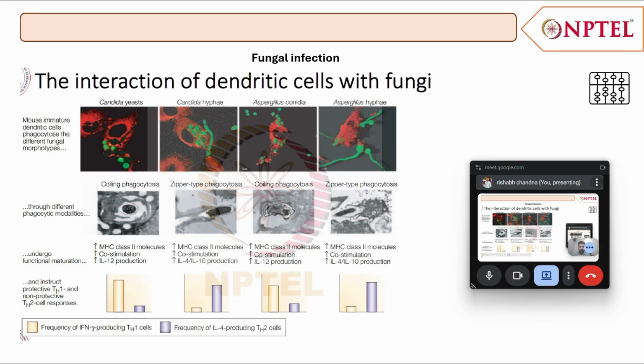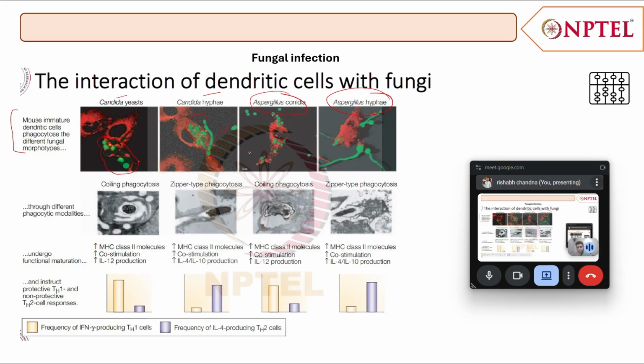So the mouse immature dendritic cells were able to phagocytose different fungal morphotypes. Okay, so these green colored ones are the different fungal morphotypes from different yeasts. So this is Candida, then this is hyphae from the Candida, then this is conidia from the Aspergillus, and this is hyphae from the Aspergillus. And these red colored ones are the dendritic cells. So they were able to phagocytose all the hyphae or the conidia of those particular fungi.